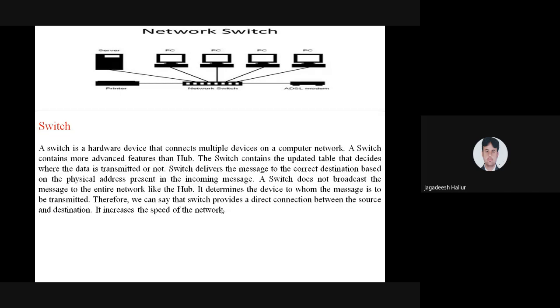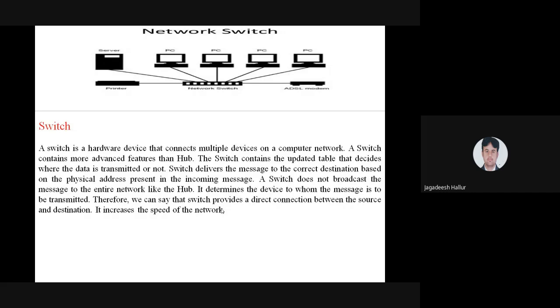In that table, we mention the port number and the MAC addresses. Depending on the port number and the MAC address, we can send the message immediately to the particular PC. This is what happens. It determines the device to whom the message is to be transmitted. Means what? In that table, we come to know that this PC is connected to this MAC address.